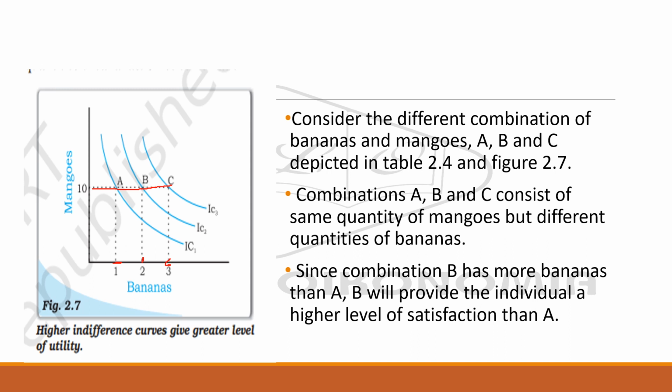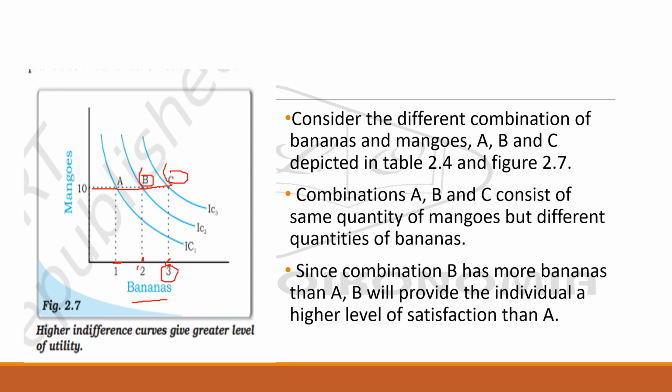So the combinations A, B and C consist of the same quantity of mangoes but different quantities of bananas. Here you can see that combination B gives more bananas than A, so B will provide the consumer greater utility compared to A. And similarly, if you compare B and C, C is giving greater utility or greater satisfaction because he is getting comparatively more bananas and the same units of mangoes.